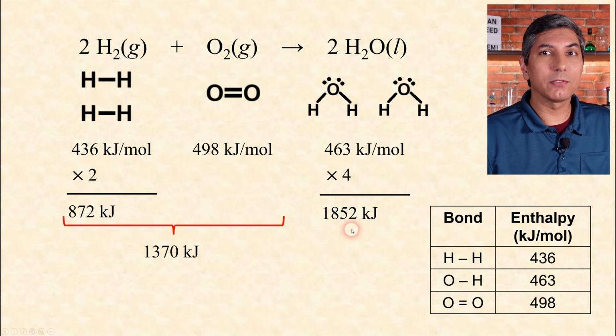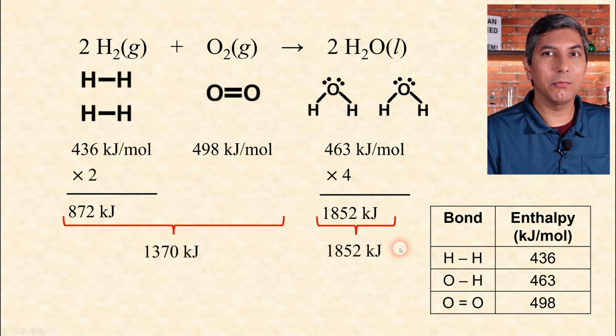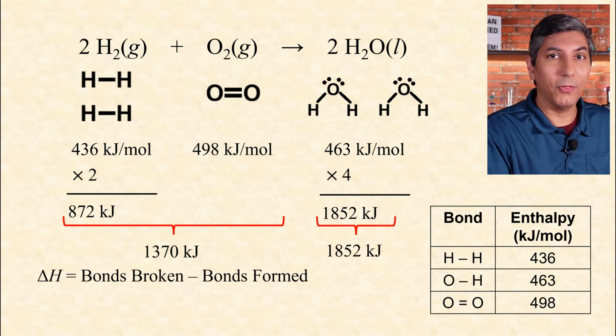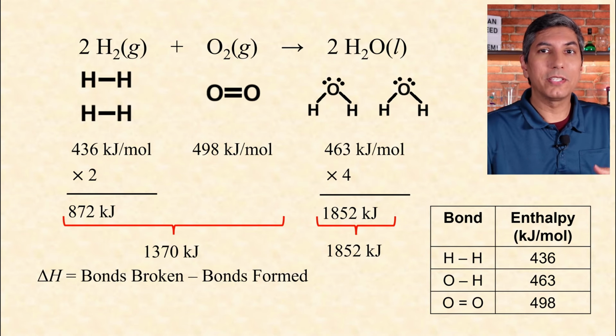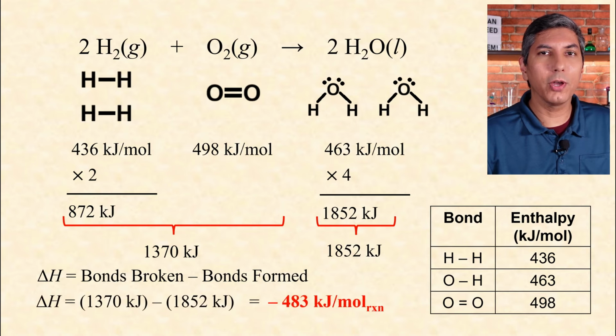And the sum of the bonds formed, those on the product side, is 1,852 kilojoules. Delta H equals bonds broken minus bonds formed. That's the left side minus the right side. So when we subtract, we find that the estimated delta H is negative 483 kilojoules per mole of reaction, which is reasonably close to the actual value.